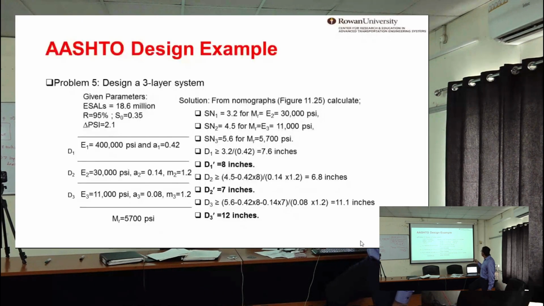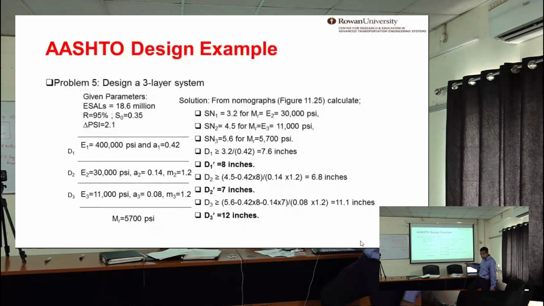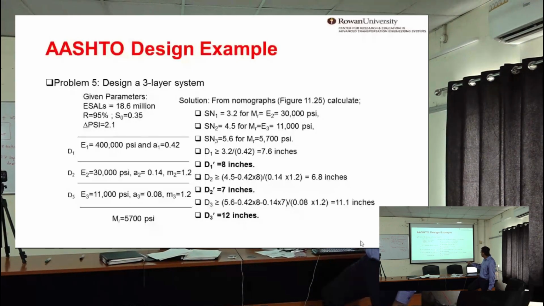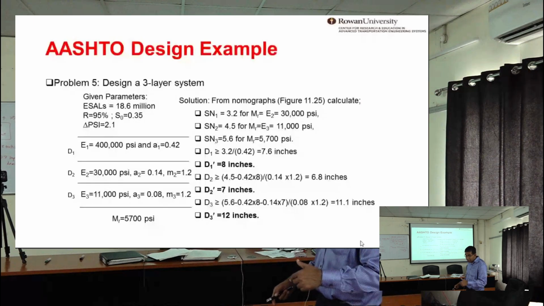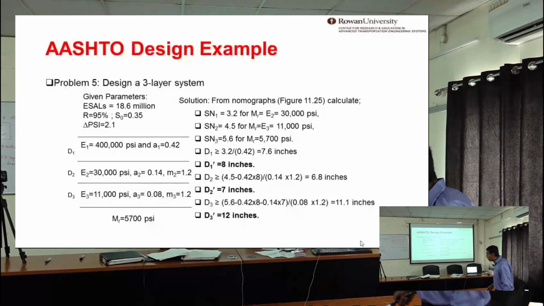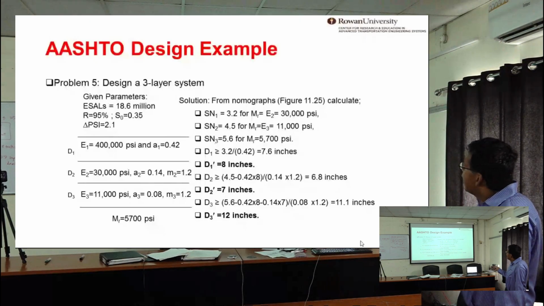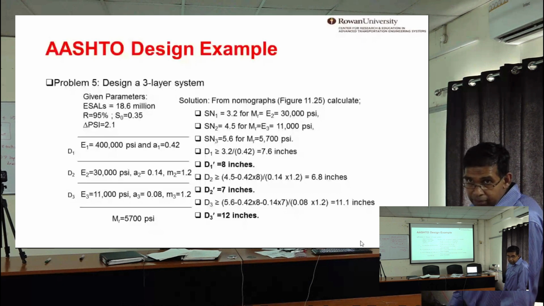So from the nomograph, you start from the top. SN required to protect the subgrade, the base at 30,000 psi, is SN2, 3.2. SN required to protect the subbase at 11,000 psi is 4.5. SN required to protect 5700 psi is 5.6. Again, I don't like the numbers 1, 2, and 3 because I would rather clearly state SN required to protect. So it is very clear: 3.2 to protect 30,000, 4.5 to protect 11,000, 5.7 to protect 5700. Top to bottom I work.